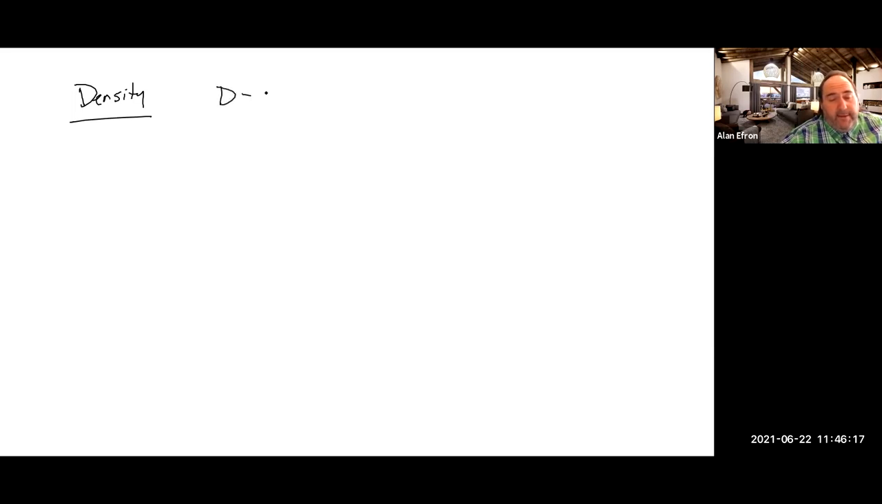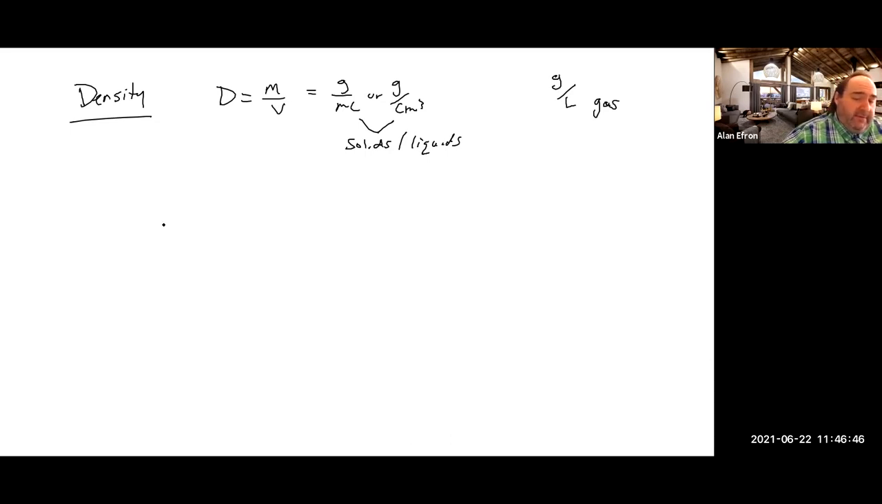basically the mass of an object divided by the volume. And D equals M over V. Typical units of density are grams per milliliter, or grams per cubic centimeter. And these are the typical units that we see in solids and liquids. As we will see when we get to the gas chapter, for gases, grams per liter is oftentimes the units that we use for density of gases, but probably most of the time these are the 2 units. Again, remembering that a milliliter is equal to a cubic centimeter, so they're a one-to-one relationship.